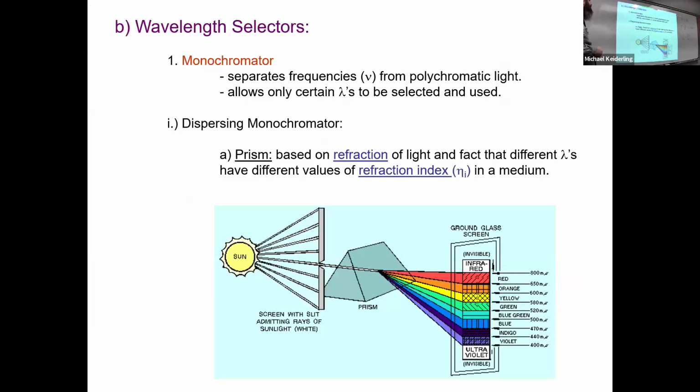So for wavelength selectors, a monochromator is some tool that separates out specific frequencies from polychromatic light. It only allows certain wavelengths to be selected and used. The most common sorts of monochromators are dispersing monochromators, and there's two main types. You can have a prism monochromator, where your light source goes through a prism. It's separated into various wavelengths because the refraction index varies. So different wavelengths get bent different amounts. That's what happens when you see a rainbow from a prism.